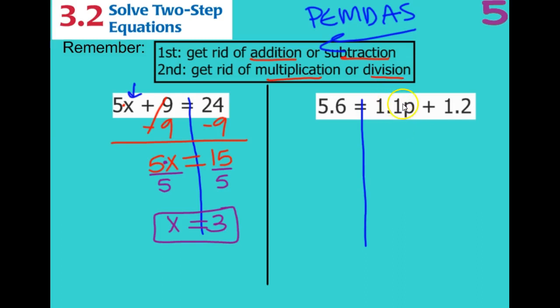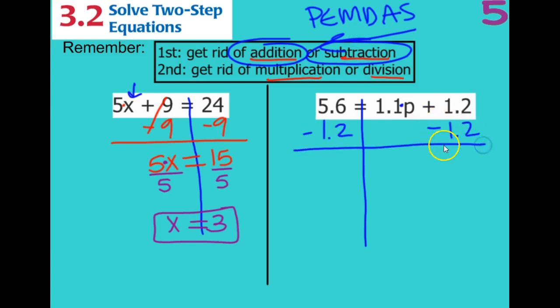Same thing over here. This is multiplied, this is added. We need to get rid of that addition or subtraction first. So subtract 1.2. We have 1.1p. 6 minus 2 is 4. 5 minus 1 is 4. So last up, this is multiplied. The opposite is divide.